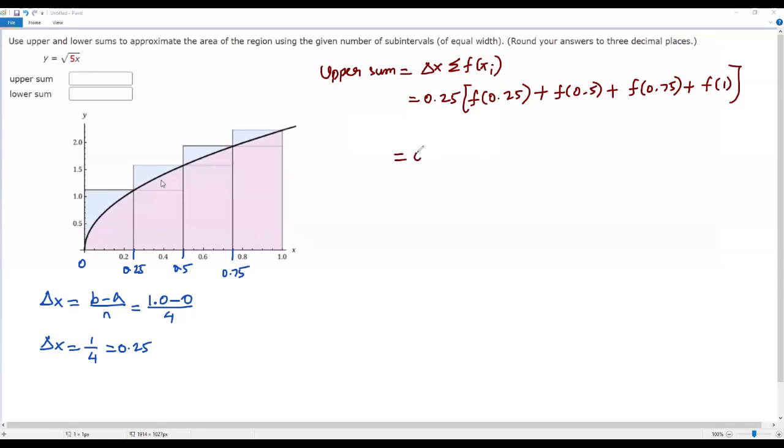So now 0.25 times, we have to calculate f of 0.25. To calculate f of 0.25, we just use the function over here. In place of 5, we can use f of x, that is f of x equals 4 square root of 5x. So if I want to get f of 0.25, I have to plug in 0.25 for x over here.